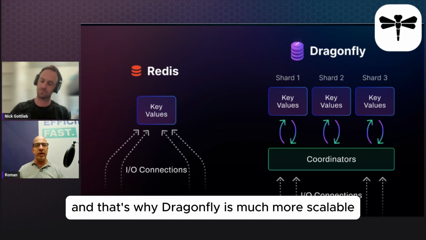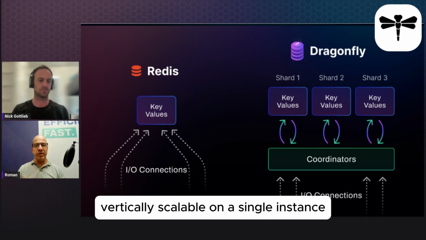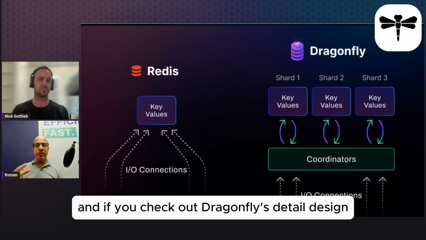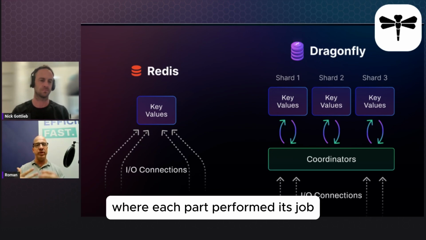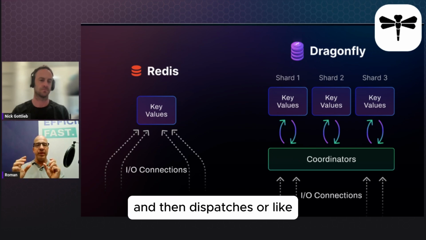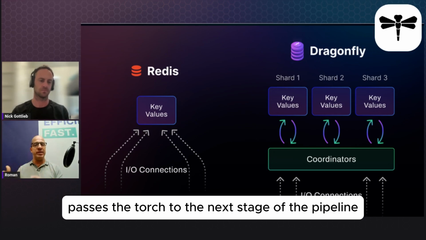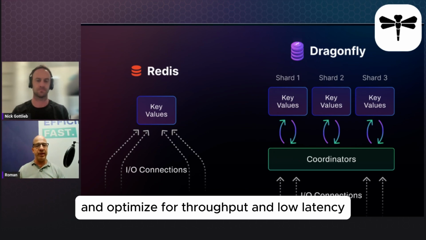And that's why Dragonfly is much more scalable, vertically scalable on a single instance. If you check out Dragonfly's detailed design, it very much resembles a very efficient pipeline where each part performs its job and then passes the torch to the next stage of the pipeline, and everything works very smoothly and is optimized for throughput and low latency.